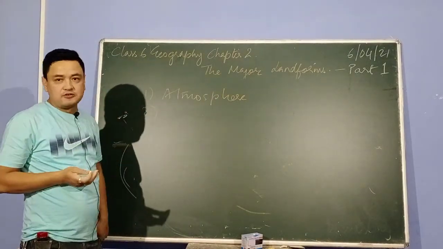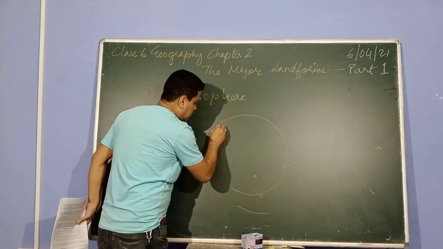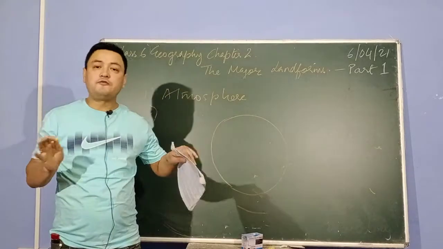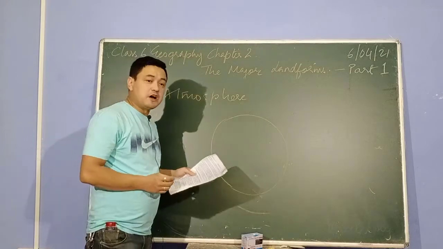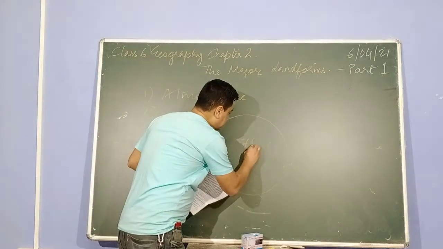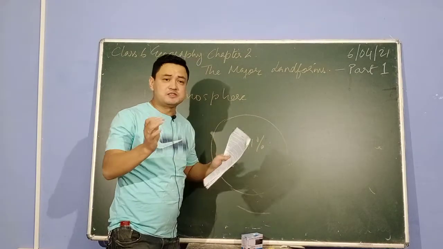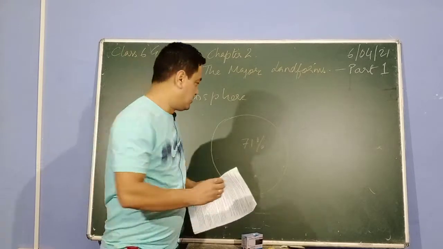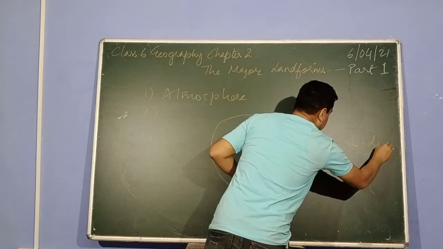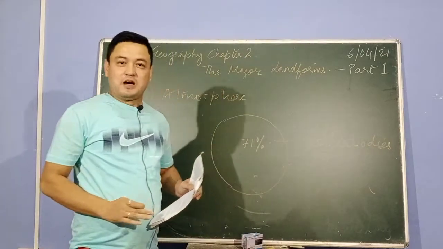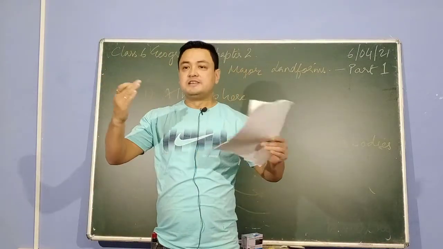So before learning this hydrosphere, one thing I want to tell you. If you look at this earth, the whole earth is made of land. But today we come to know that 71% of the land is covered by water. This water which covers the land is known as water bodies. Are you understanding? What are water bodies? These are oceans, lakes, rivers, seas, etc.